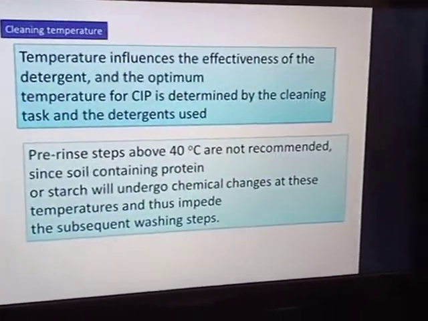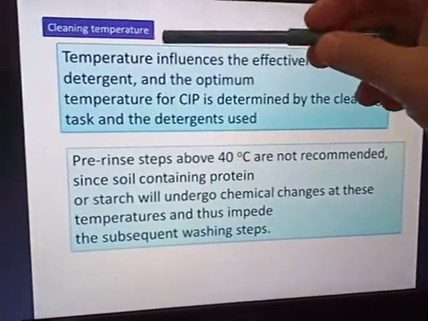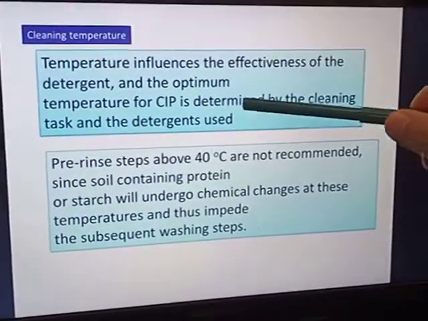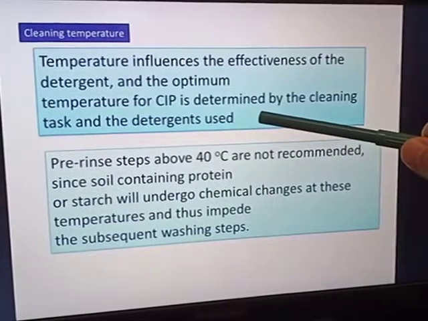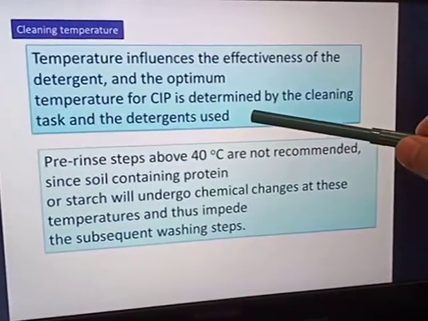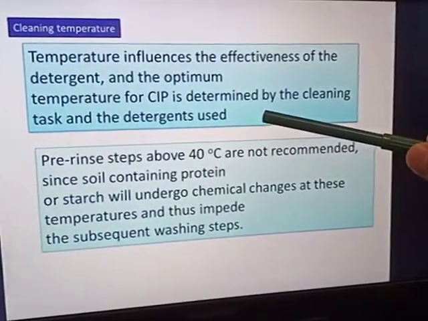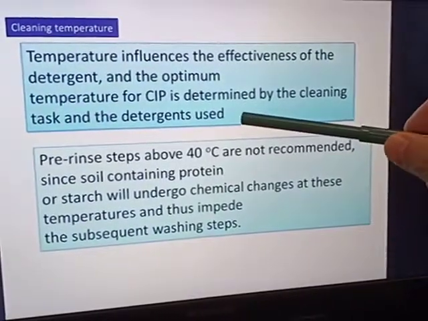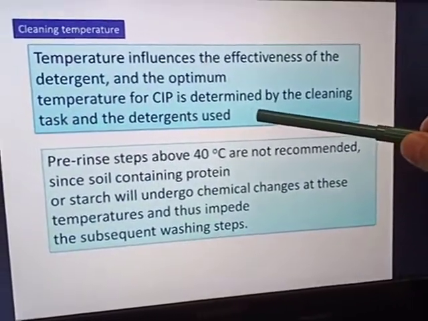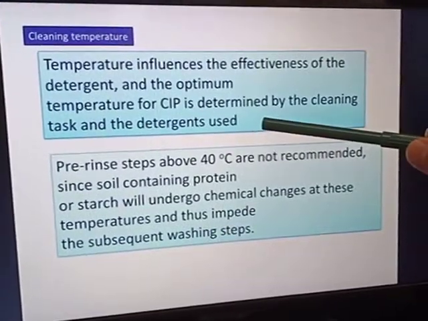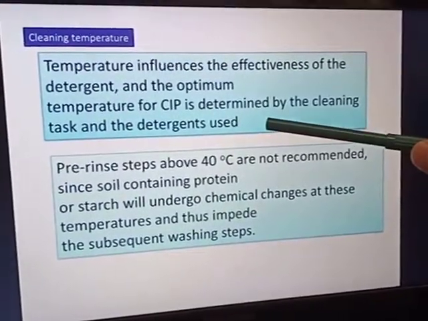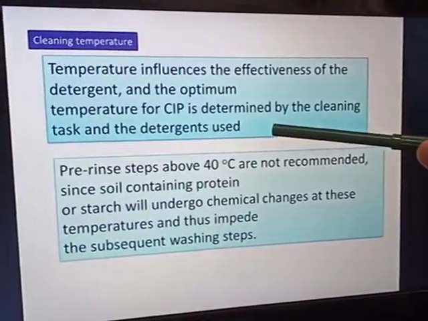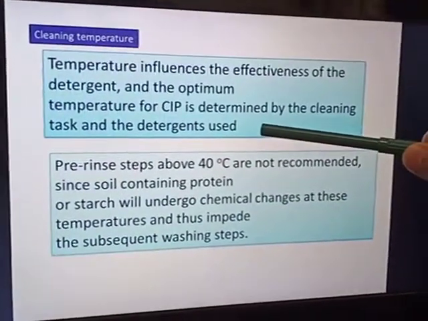Temperature influences the cleaning. This is another factor or parameter. The temperature influences the effectiveness of the detergent, and the optimum temperature of CIP is determined by the cleaning task and the detergent used. For example, washing machines actually have different temperatures. For an expensive washing machine, you can clean the cloth at higher temperature.